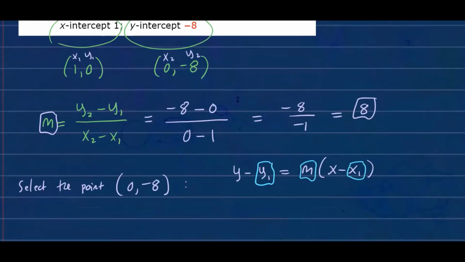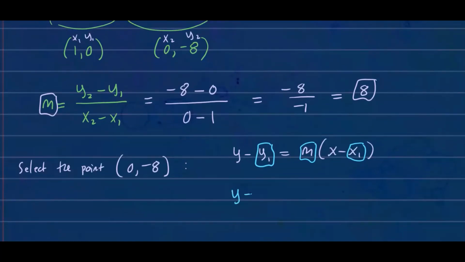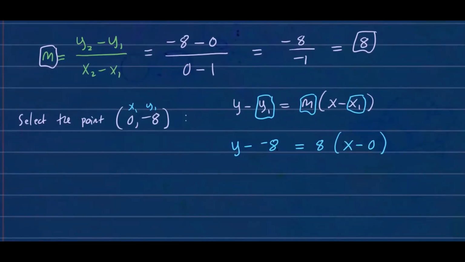Okay, so this will give us y minus y1. Well, let's call this one x1, y1. Those are the points. We have y minus -8 is equal to m, that's 8, times x minus x1, that is 0. And now let's clear out the double negative. So we have y minus -8, that's simply y plus 8 equals. Now here you don't have to write x minus 0, it looks silly to write, but you can keep it if you want to. I'm just going to simply write it as 8x. And this is your line.